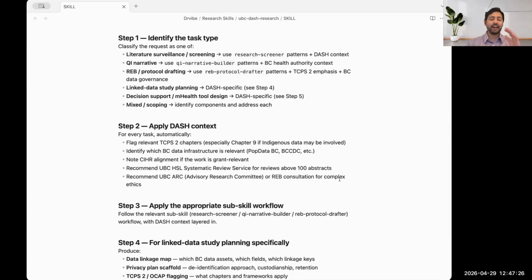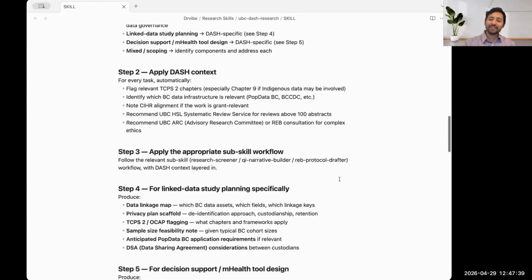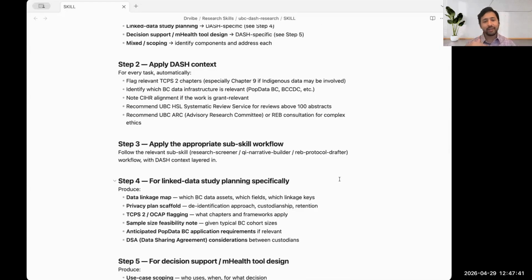So what I did was I went through the whole Dash, like a lot of the documents in Dash and all those things, and I tried to get every one. Hopefully this is useful, I don't know, but I just wanted to give an idea. These are the different steps that it goes through.